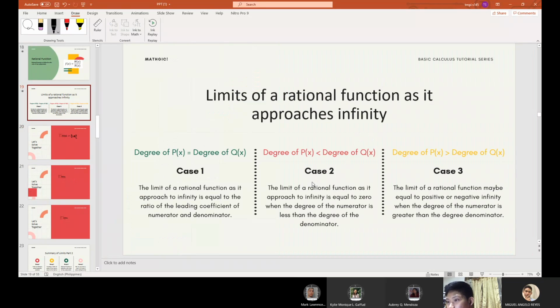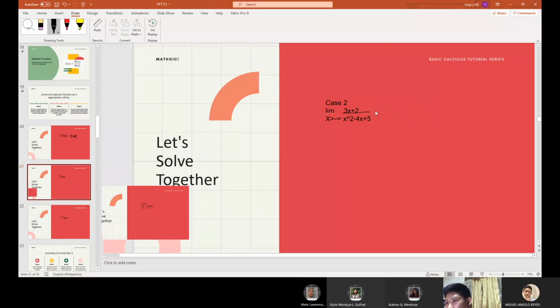Next, case 2. The limit of a rational function as it approaches infinity is equal to 0 when the degree of the numerator is less than the degree of the denominator. I have an example for that. The limit of 3x plus 2 over x squared minus 4x plus 5 as x approaches negative infinity. This is gonna be 0.